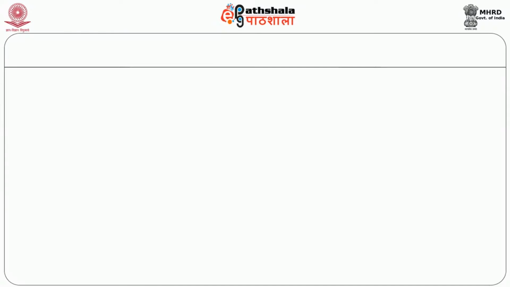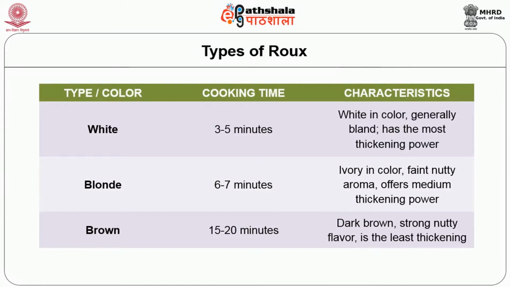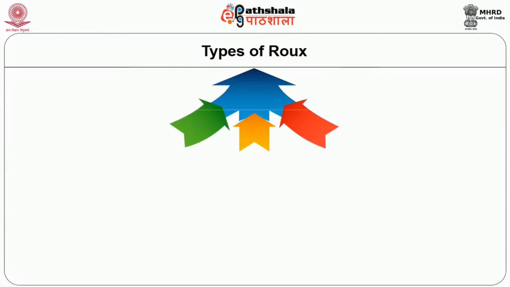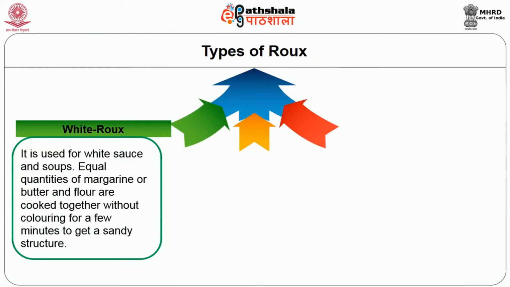In the roux family, there are different variations, namely white roux, blonde roux, brown roux, and so on. It depends on the time and heating used in the preparation. So it is projected in the slide. White roux is used for white sauce and soups. Equal quantities of margarine or butter and flour are cooked together without coloring. It is cooked for a few minutes to get a sandy structure.